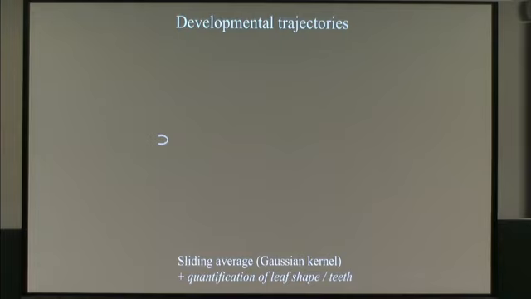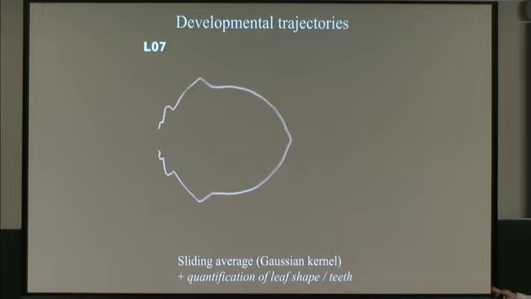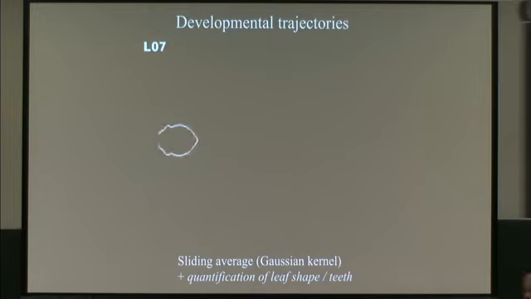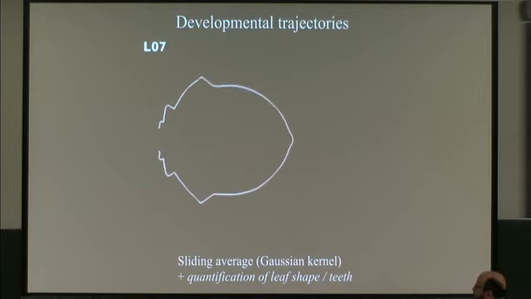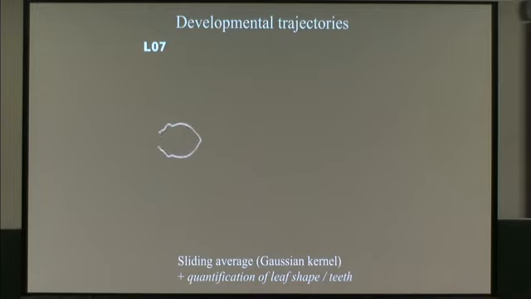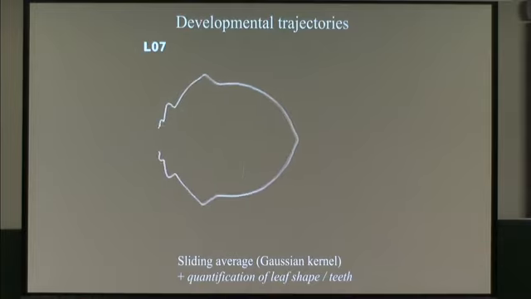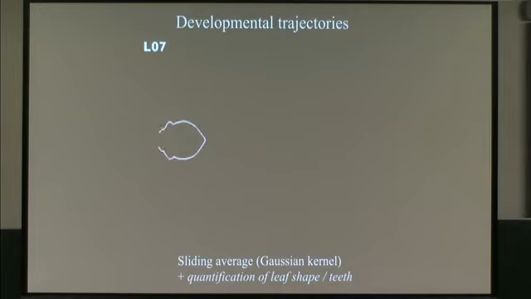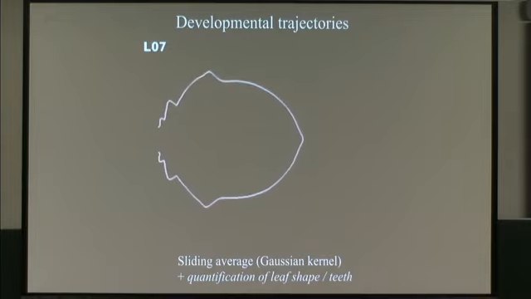So this is a movie of what we get for the average trajectory. Initially you see the teeth appearing, so you get to the maximum size, and after some point the shape changes globally with the same number of teeth. The first tooth is the closest to the tip, and the second and third appear later.